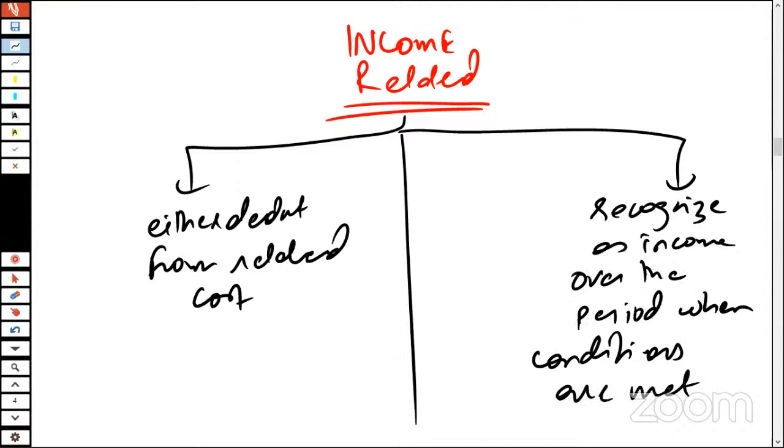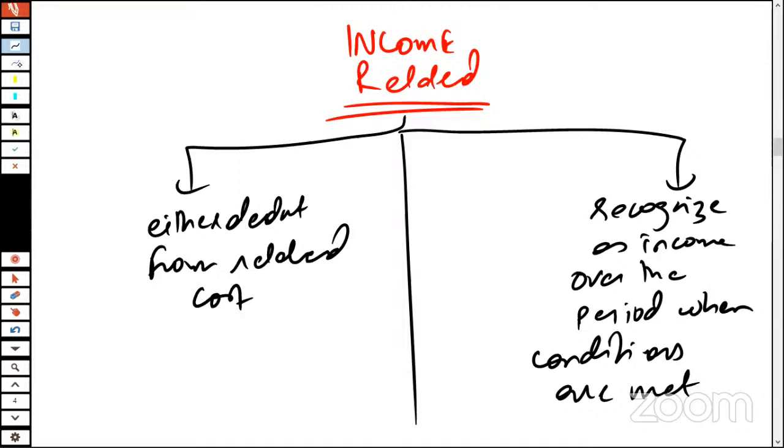So when we talk about the income related grant, what do you do? You either deduct it from the related cost, or alternatively you could recognize it as income over the period when the conditions are met. Now let's try to have a discussion. Basically, I told you that the income related grant is any grant other than the asset related grant. This is as per the definition of IAS 20.